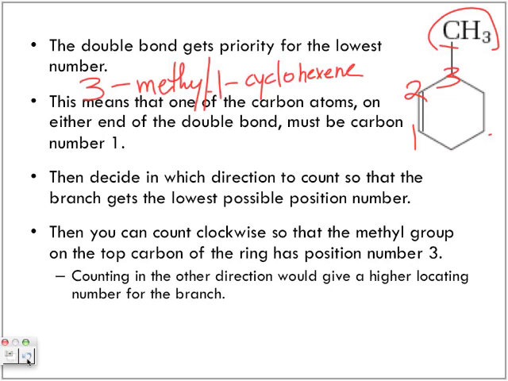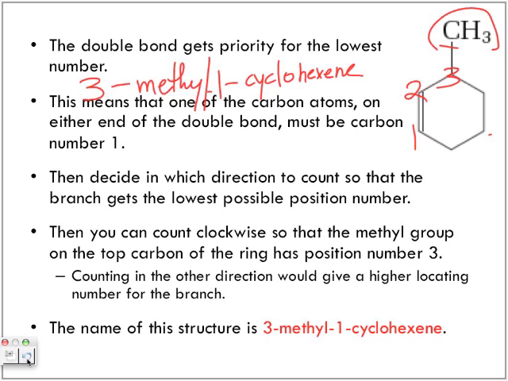Okay. So, what is the name of this? It's 3-methyl-1-cyclohexene. And notice the ENE, because there is a double bond. Where is that double bond located? It's located on the number 1 carbon in the ring. We've got a methyl group located on the number 3 carbon of this ring.